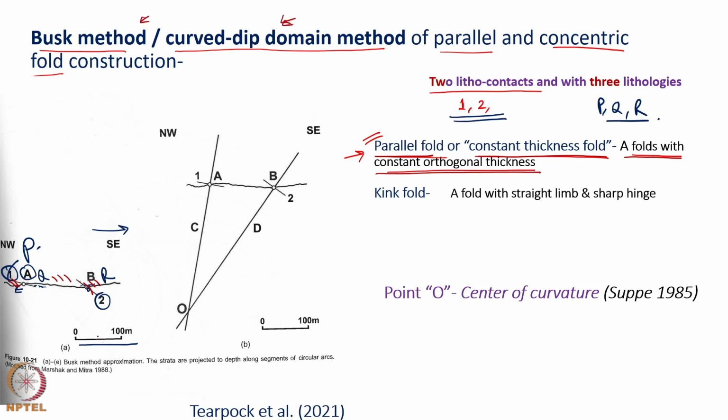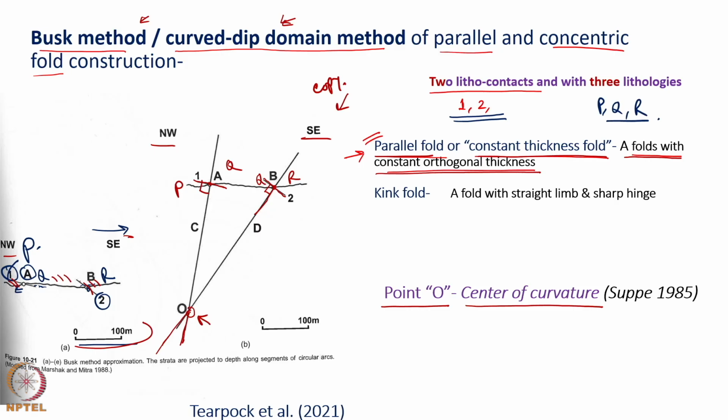What do we do? We transfer the information as per the scale and the geographic directions in the copy, and at point A, on the lithological contact between P and Q, we draw a normal that is extrapolated below the ground surface. We do the same thing at point B. At this point we find the lithological change from Q towards R, and this is the lithological contact. So, again we draw a normal and that is extrapolated below the ground surface. These two normals intersect at a point O. Point O is called the center of curvature.